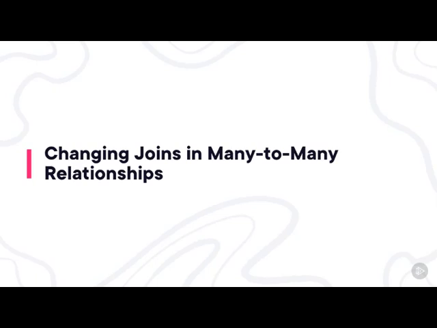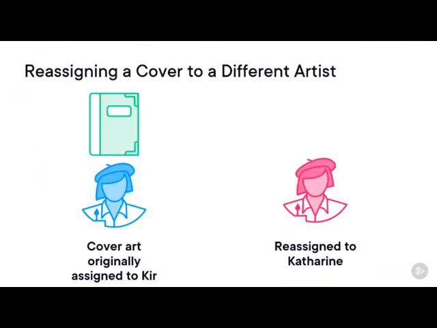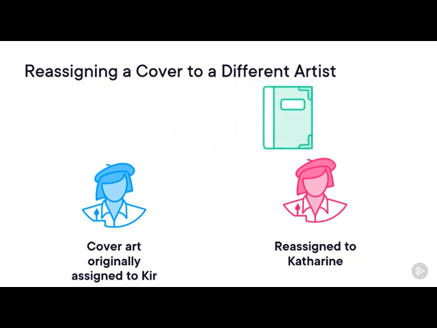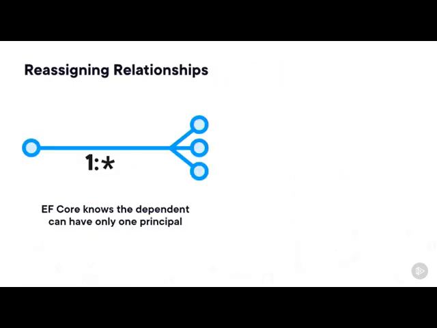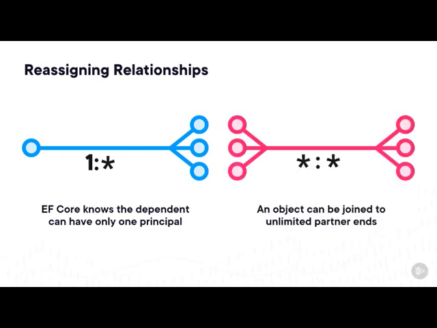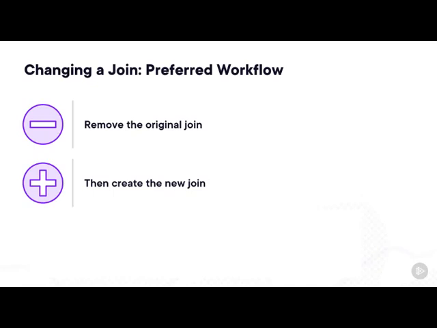What if you need to change a relationship? For example, reassigning a cover from one artist to another. You saw me do this with a one-to-many relationship, but there's a big difference here. When I moved a book, my data model was defined such that a book could only ever have one author. EF Core knew it had to change the author ID of the book. But with a many-to-many relationship, a cover can belong to multiple artists. So you have two separate joins you need to deal with. You need to remove the existing join and then add a new join between the cover and the other artist.